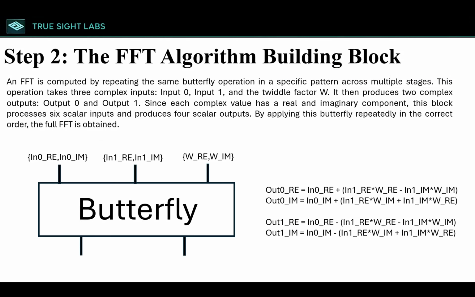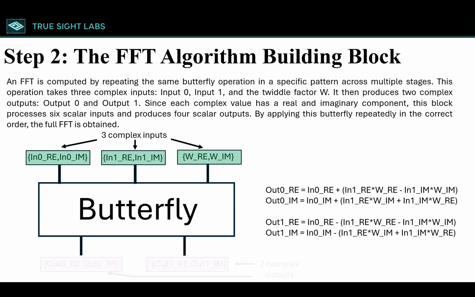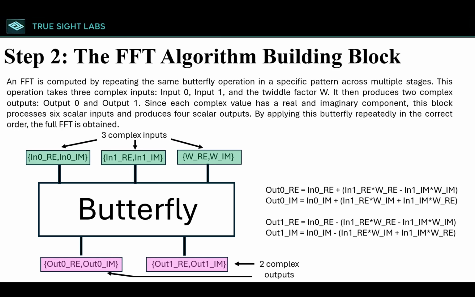Now let's move on to the second step. Before we can understand step 2, we must first explain the basic building block that makes the FFT possible. This building block is known as the butterfly operation. The butterfly operation takes in 3 complex numbers and produces 2 complex outputs. A simpler way to view it is in terms of real numbers, because every complex number contains a real part and an imaginary part. This operation can also be thought of as taking in 6 real numbers and producing 4 real numbers.